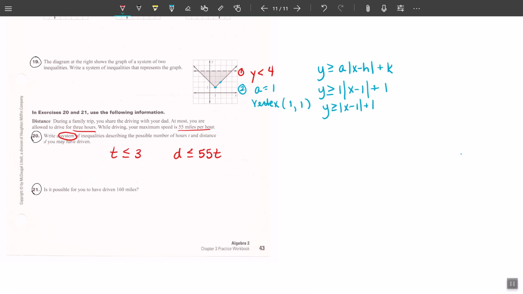And if you graphed those, this would be a vertical line at t of 3. And this would be a line that's got a positive slope of 55. It's direct variation, so it'll run through the origin. So you can hopefully envision that a little bit, even though they're not asking you to graph it because you don't need it to solve 21. But if you did graph it, that's what you would see.